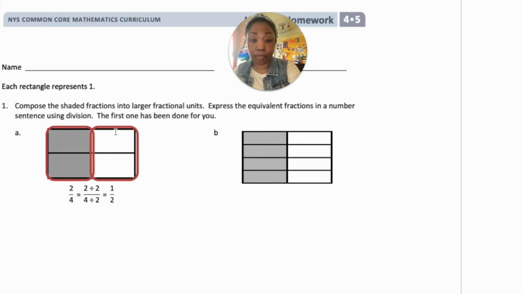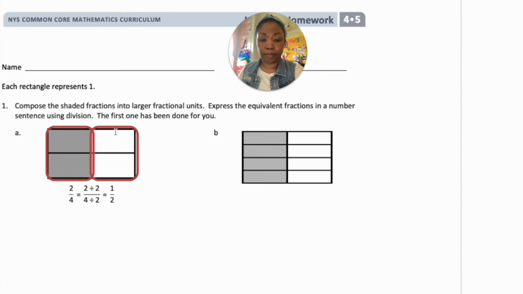The first one is done for us. So in this first one, we had a total of 4. And we had 2 shaded. That's 2/4. Then we made groups, or we composed groups of 2. So then we had 2 groups of 2, and 1 group was shaded, which is 1/2. So the division would be that the 2 groups divided by the groups of 2 equals 1 group, and then the 4 total units divided by the groups of 2 is 2 total units.